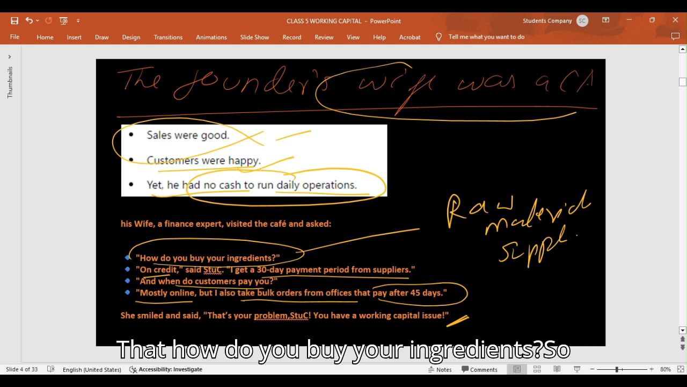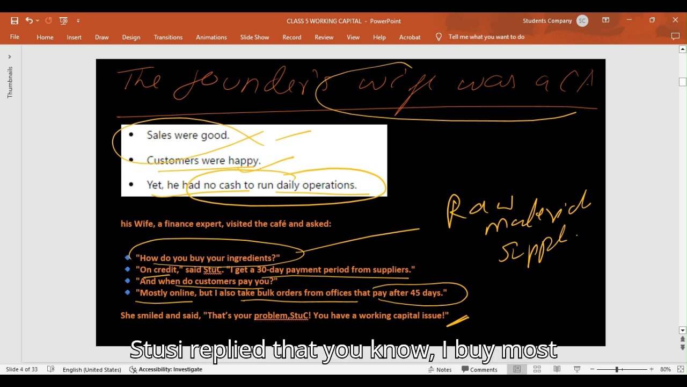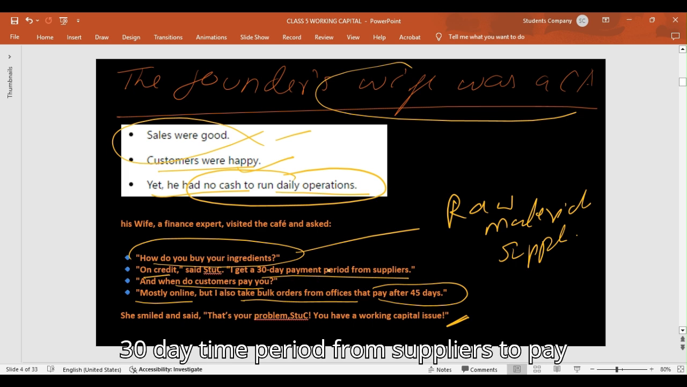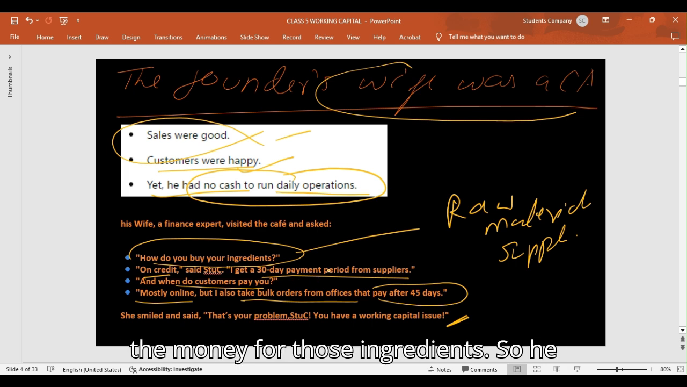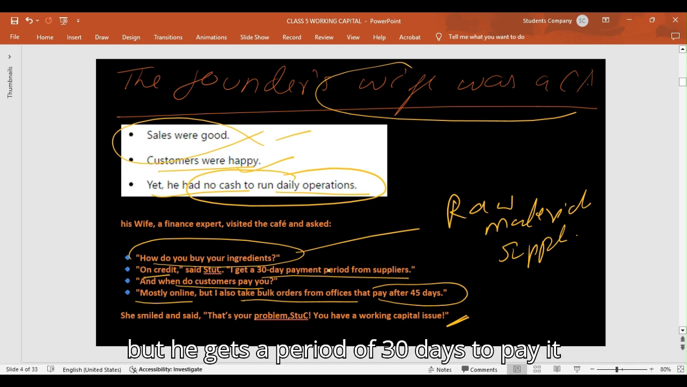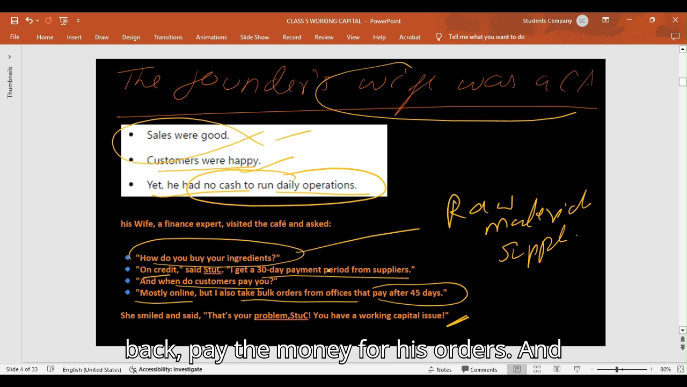So she started with, how do you buy your ingredients? So Stussy replied that I buy most of my ingredients on credit and I get a 30-day time period from suppliers to pay the money for those ingredients. So he gets raw materials from his supplier and he doesn't have to pay immediately, but he gets a period of 30 days to pay the money for his orders.